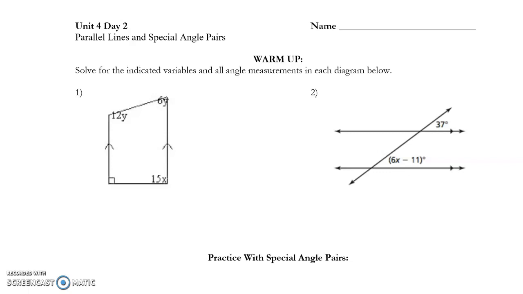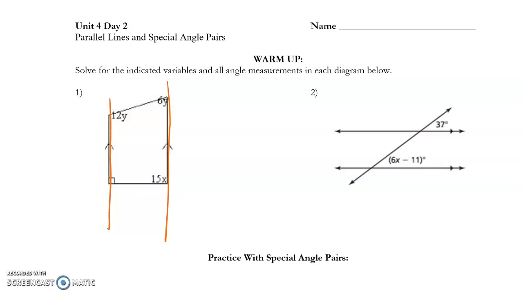Hey guys, so we are looking at parallel lines and special angle pairs. We're practicing using our new vocabulary that we learned about yesterday, like corresponding angles, alternate interior angles, alternate exterior angles. For this warm-up, the first picture is a really good example of how sometimes with our parallel line problems, it's really hard to see what's happening unless we extend our parallel lines and we focus on one transversal at a time.